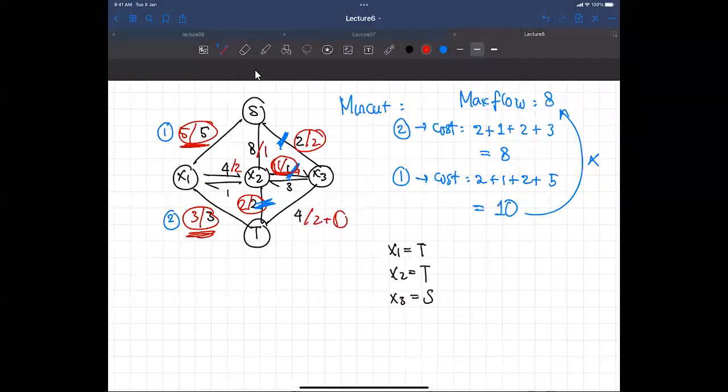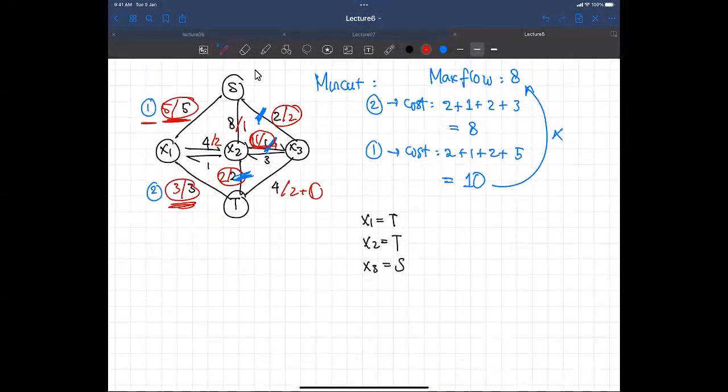Basically, number one here, the cost will be 10, the minimum cut will be 10. If you choose number 2, the minimum cut will be 8. And we have to compute the max flow, and the max flow is actually 8. So this one is not the optimum one. The 8 will be the optimum one. So in this case, you have to cut number 2. There's no other choice.